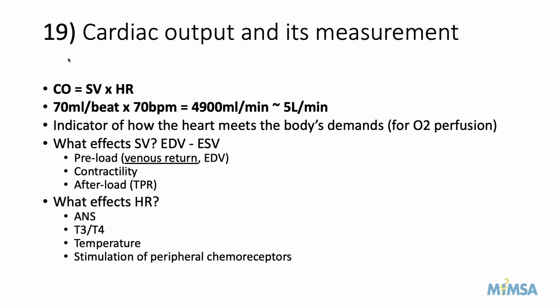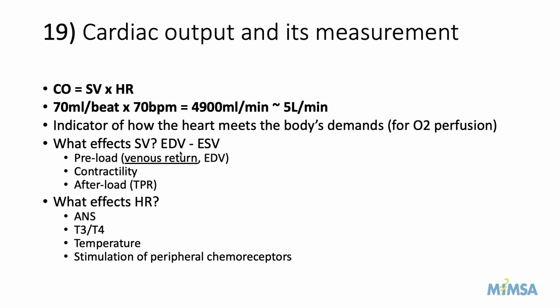So how do we affect cardiac output? Because it's a simple equation, there's two parameters. To increase cardiac output, we can either increase stroke volume or we can increase heart rate. So what affects the stroke volume? There's three factors which affect stroke volume: your preload, your contractility of the heart muscle, and your afterload.